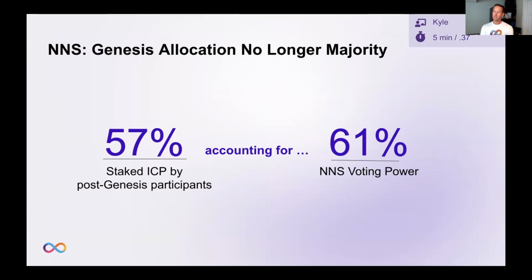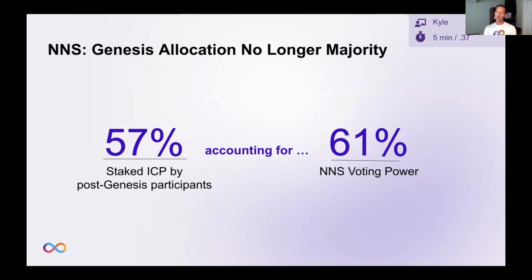So let's talk about when Genesis occurred, the NNS was pre-configured with some neurons for contributors to the Internet Computer prior to the launch. Those were seed round investors, DFINITY, early contributors, airdrop participants, etc. We passed a milestone at some point, and I don't think it really caught anyone's attention, where the majority of the ICP on the NNS is actually post-Genesis. So as we stand today, 57% of the ICP on the NNS is from post-Genesis participants, and that accounts for 61% of the total voting power on the NNS today.